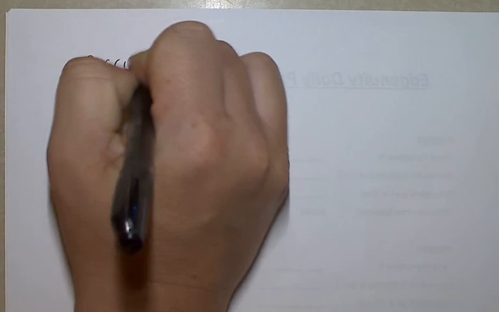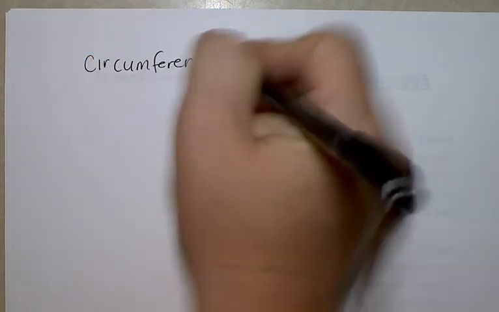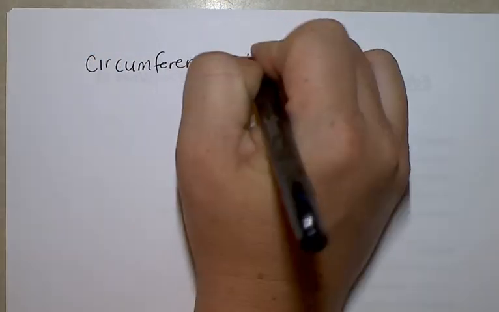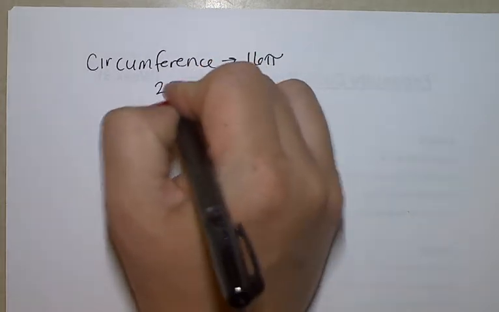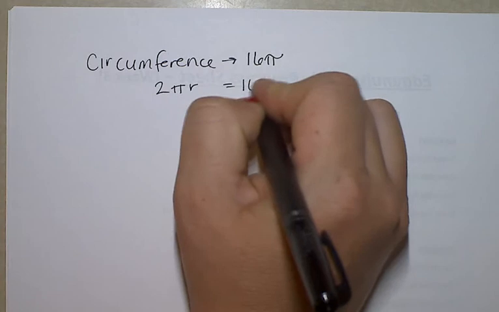Okay, so this problem says a circle has a circumference of 16 pi, an arc length of 356 pi over 45. What is the central angle in degrees? So let's write down the given information. We're told the circumference is equal to 16 pi. We know circumference is 2 pi r. Let's set it equal to 16 pi.